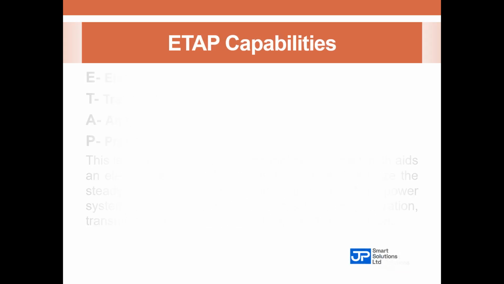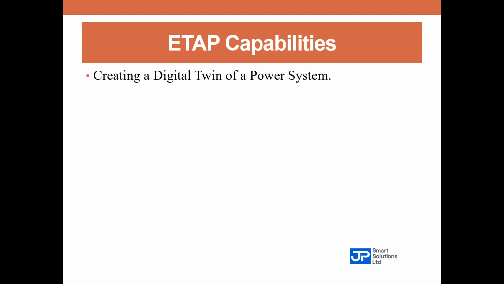So we have various capabilities for ETAP software. ETAP has a lot of things it can handle. The first is creating a digital twin of a power system. Of course, before analyzing your system, you have to create a digital twin. This is simply saying modeling your power system digitally. So creating your one-line diagram or your single line diagram, ETAP has that function.